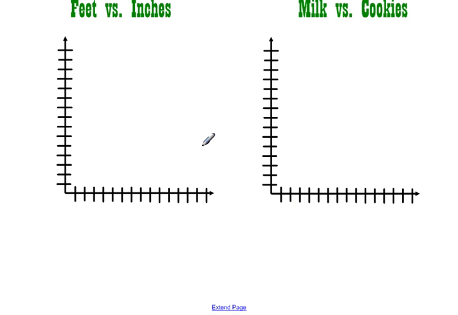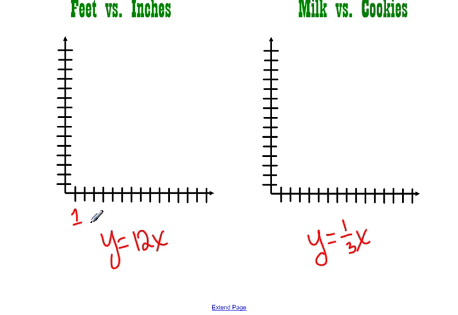So I've got 2 graphs here ready for us to graph those 2 equations. y equals 12x was our equation for feet versus inches, and y equals 1/3 x was our equation for milk versus cookies. So if I have 1 foot, that's 12 inches. So I'm going to count on this side by something greater than 1. Otherwise, I'm not going to be able to put very many points on here. I'm going to go ahead and count by 5s. So this will be 5, 10, 15, 20, 25, 30, and so on.